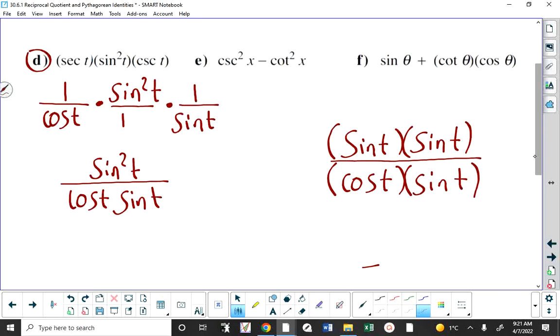Sine squared of t is really sine of t times sine of t. So these cancel, and you're left with sine of t over cosine of t. And again, I believe that you should be able to do that without writing it out as I did on the right. But this is the explanation as to why they cancel. And by the way, you should immediately go, oh, that's tangent of t. If you're at the stage where you're going, what is that equal to again? Then you have a long way to go yet. Other questions?